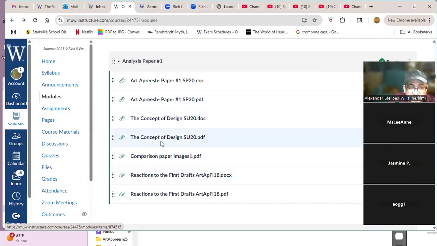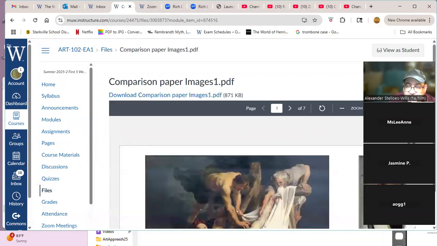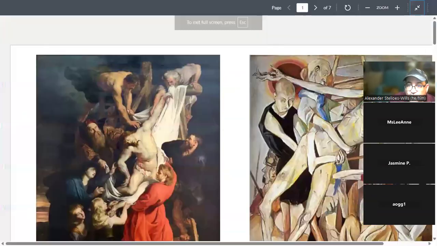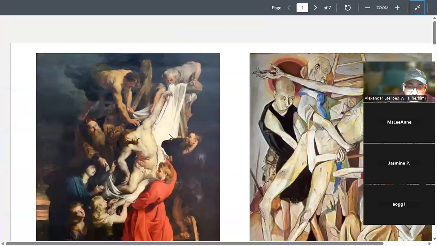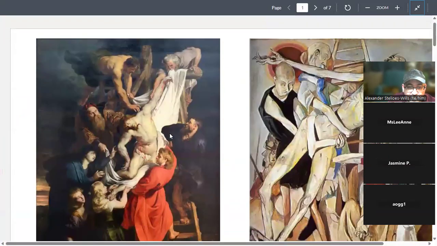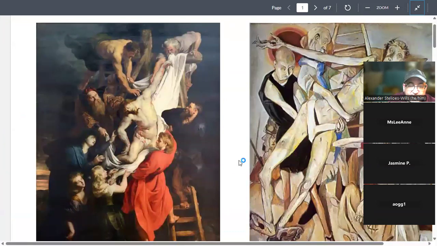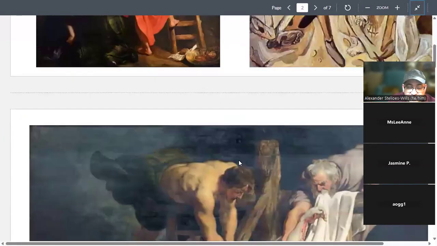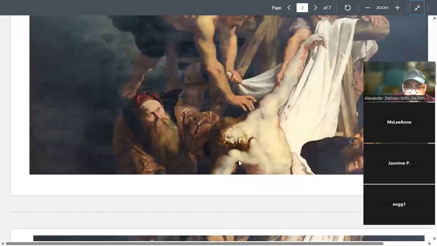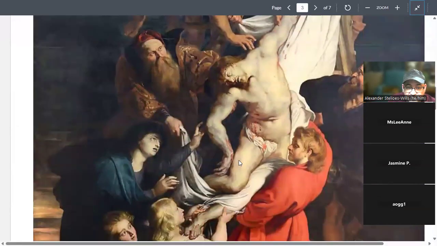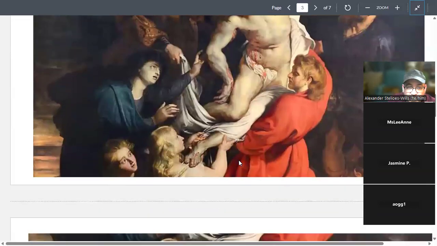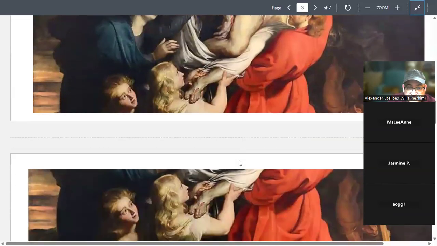The next major thing, we're going to skip the concept of design for a second, is the images. We have a PDF, as opposed to the images that are available on the Word document or the assignment description. Here we can see the images much larger in a PDF, side by side to compare them. But on top of that, we can also zoom in even more and really look at each one in terms of all of the details.